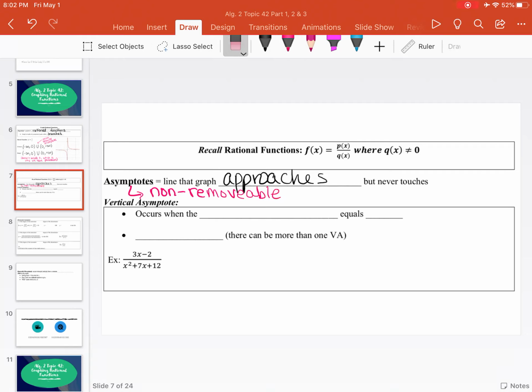I totally spelled that incorrectly. Removable, oh goodness. So I'm not an ELA teacher.